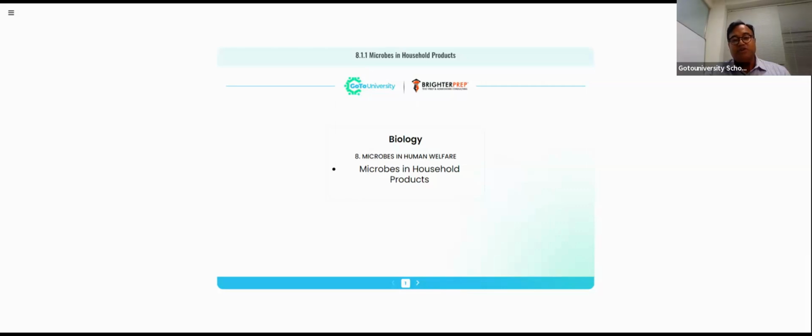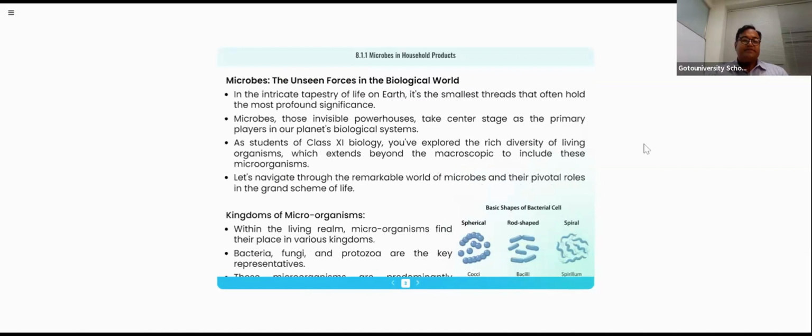In this topic, microbes and household products, what we are going to discuss is what type of microorganism we are using for what. We know very well microbes of various types are used for making the curd, for making the fruit juices, for making the dough, for making the butter of various varieties. For that, we are using microorganisms, right?